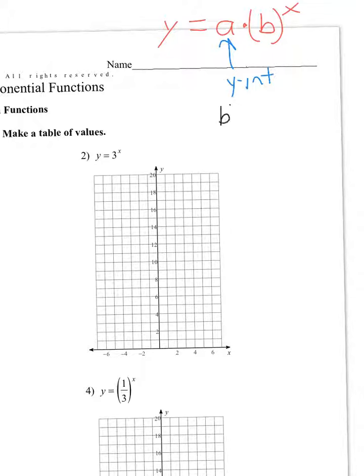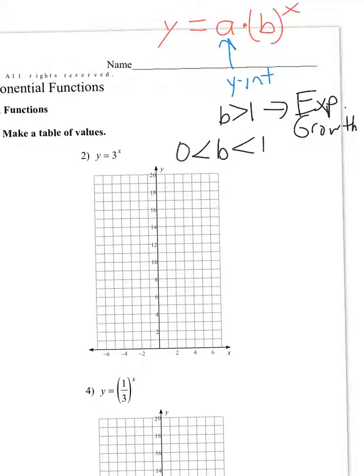If b is bigger than 1, it's called exponential growth. The graph is going to be growing. If b is smaller than 1, and it will never be negative, so we're going to say it's between 0 and 1, it is exponential decay, which means the graph is going to fall.